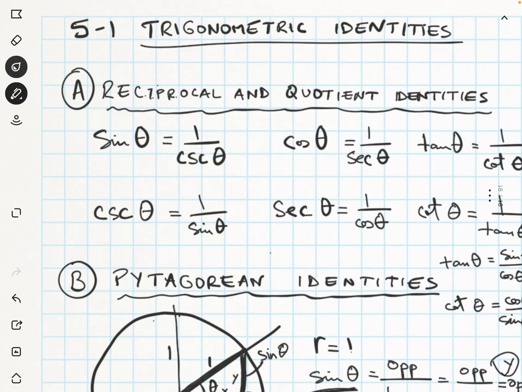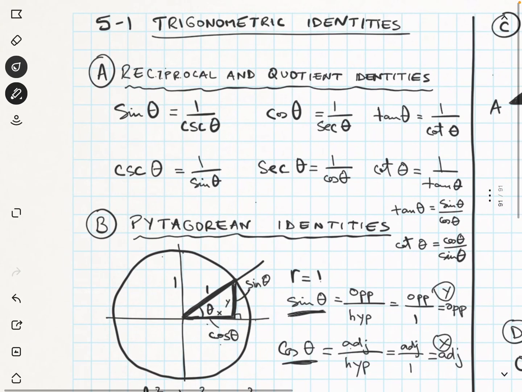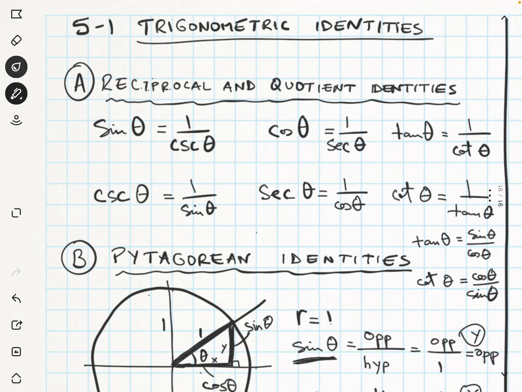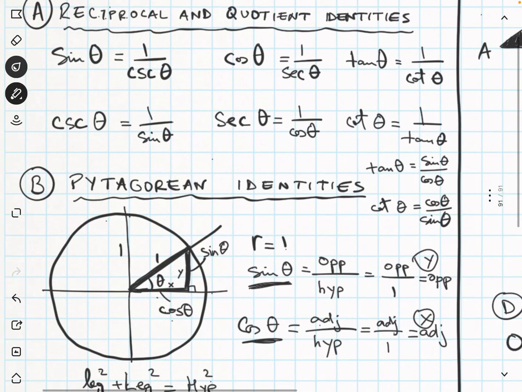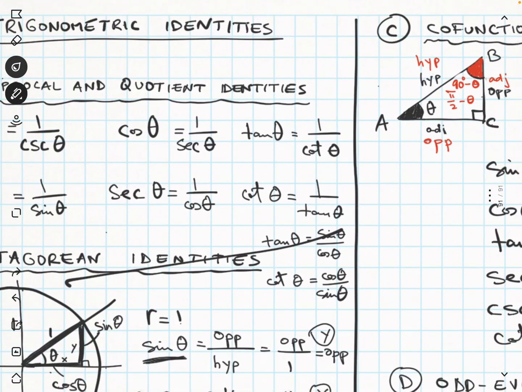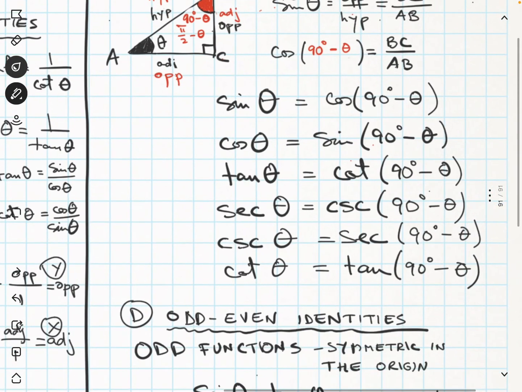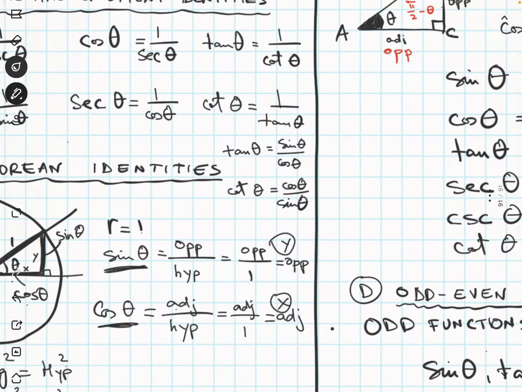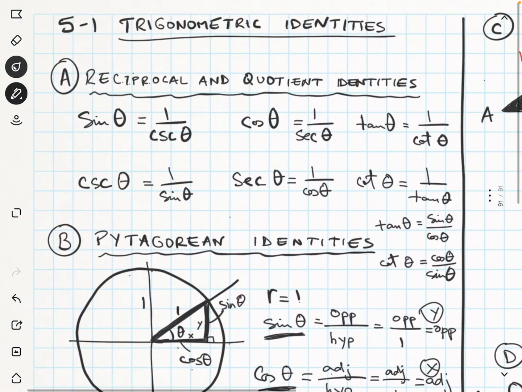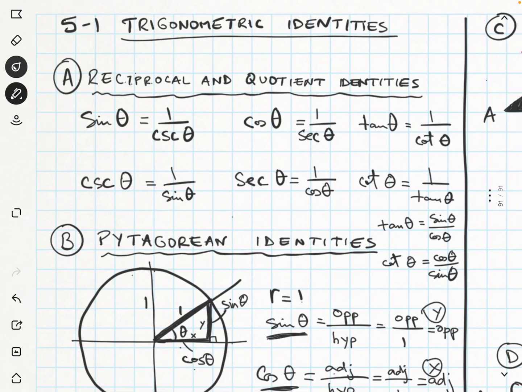In the first lesson, trigonometric identities, we are learning about, or relearning about, some of these identities which we have already encountered in algebra 2. There are 4 types of identities introduced in lesson 5.1: the reciprocal and quotient identities, the Pythagorean identities, the cofunction identities, and the odd-even identities. So this is an introduction that will apply to all the exercises of lesson 5-1.